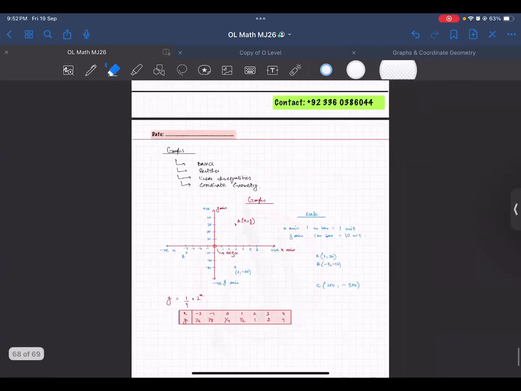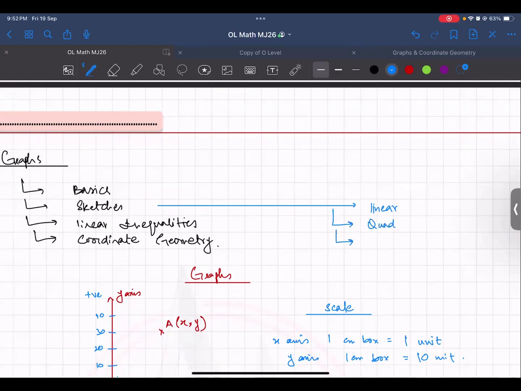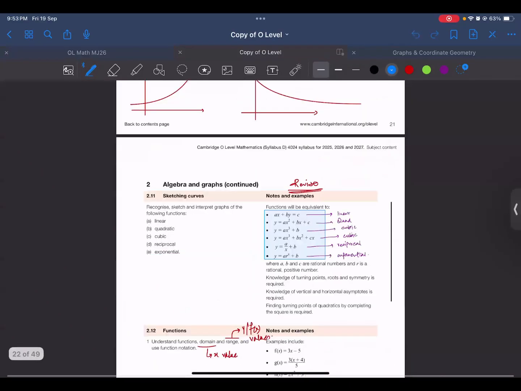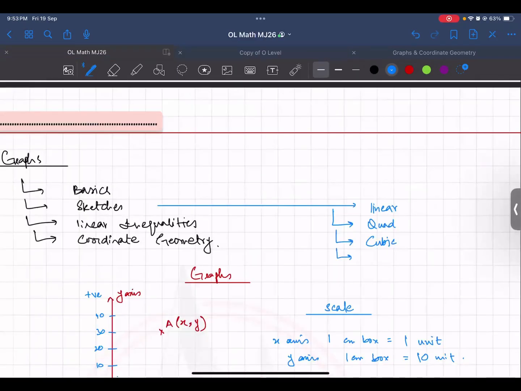Sketches. So now we want to learn the sketches. So what sketches do we have? We have linear sketches. We have quadratic sketches. We have cubic as well. Let me check. Yes, look, all of these. Cubic, reciprocal, exponential. Give me a second. So we will learn how to sketch these.